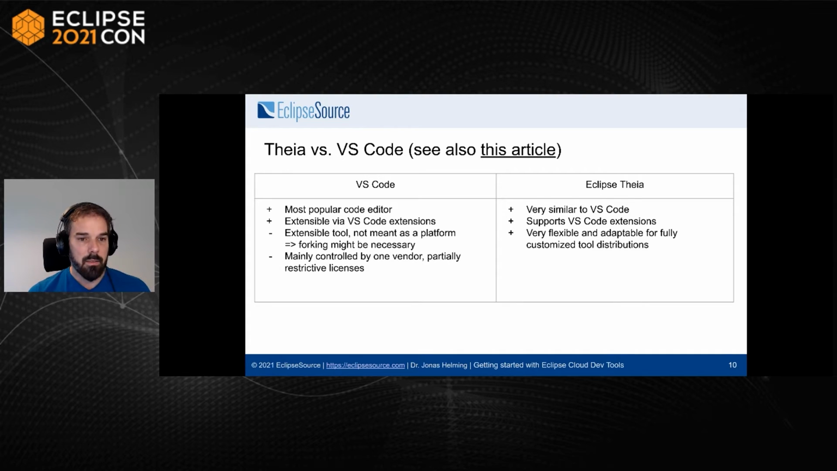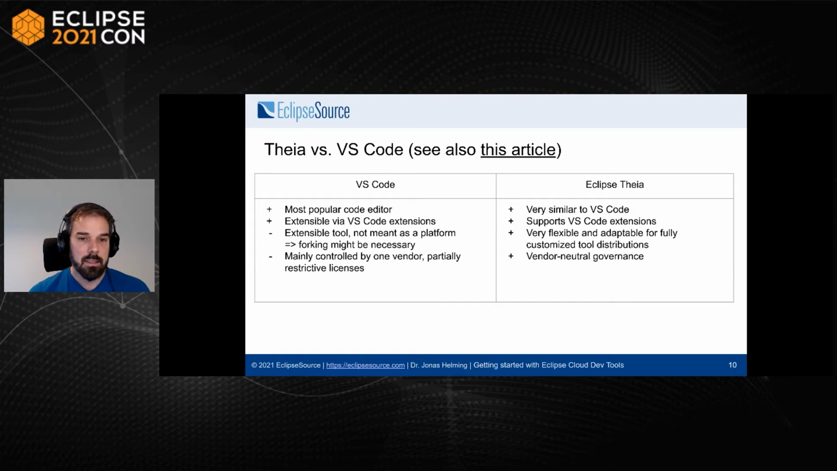Just to mention that VS Code is mainly controlled by one vendor. It's open source. Some parts of the project are not open source. For example, the online part is currently not open source. This is not necessarily a bad thing for the project. Actually, Microsoft does a great job in evolving this project. But it's kind of like they have really a lot of control over the project. It has advantages and disadvantages.